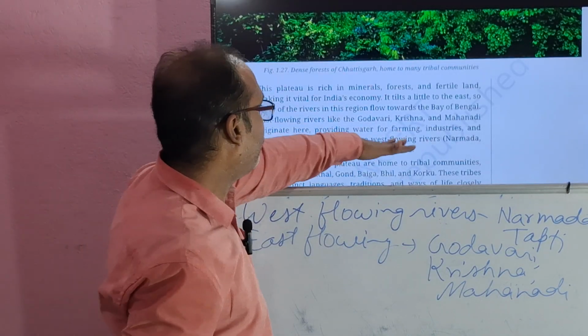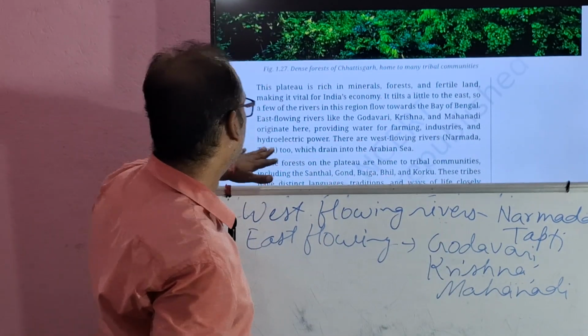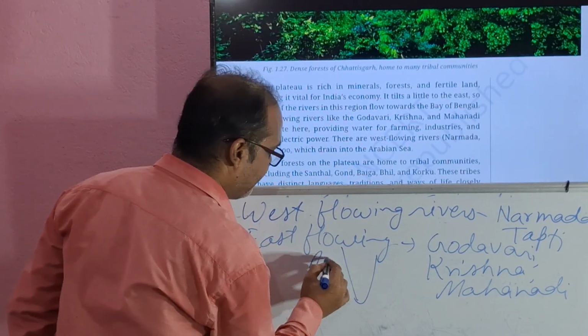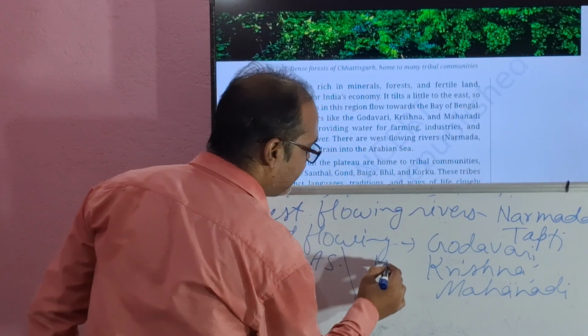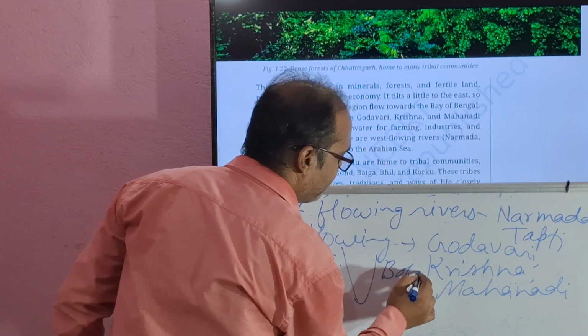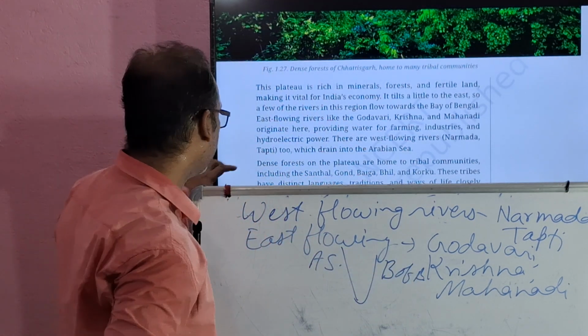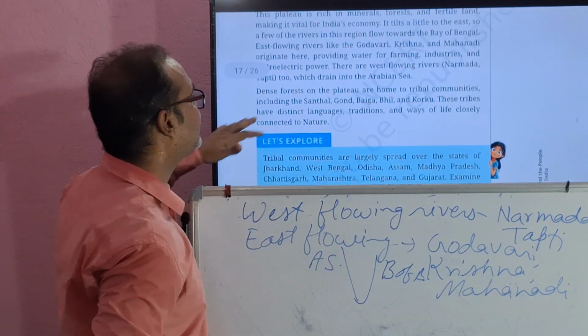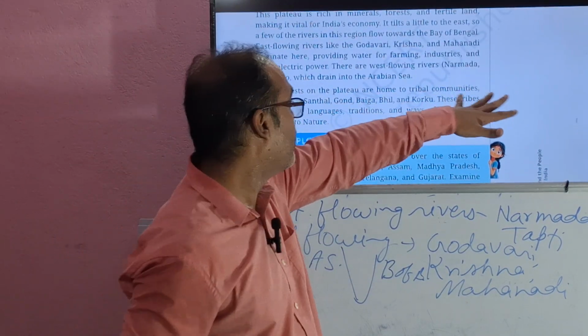Now, these are the west flowing rivers, Narmada and Tapti, which drain into the Arabian Sea. It means the western part. We have the Arabian Sea here. This is the western part, and here it is the Bay of Bengal. Dense forests on the plateau are home to tribal communities including the Santhal, Gond, Baiga, Bhil, and Korku.